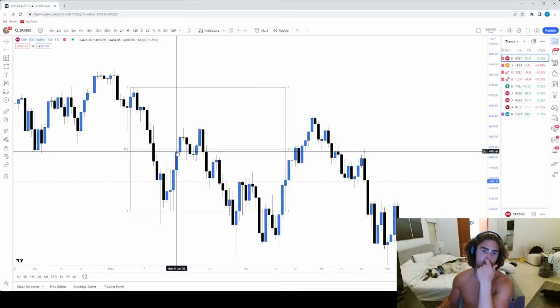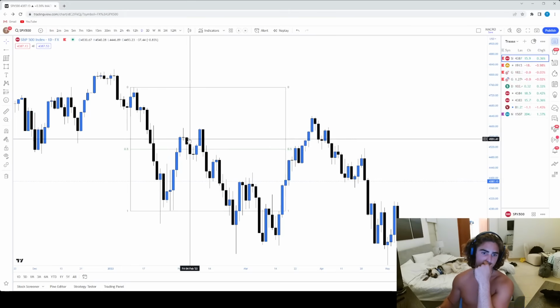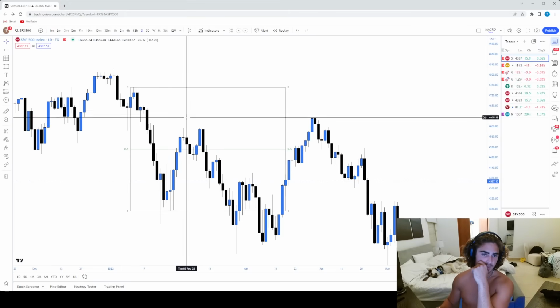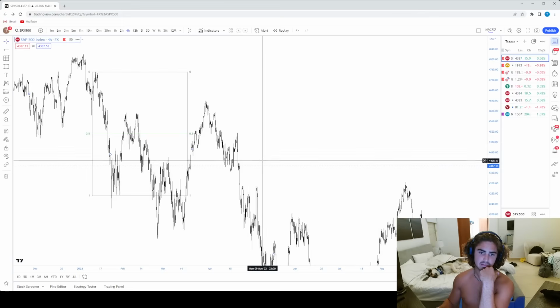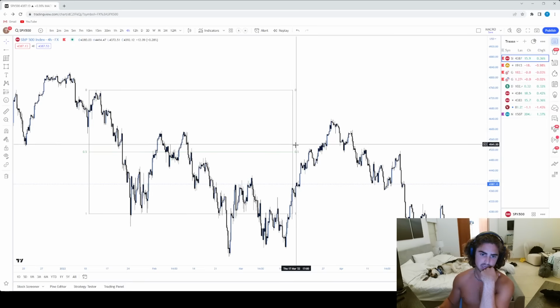Okay. Boom. Price comes into equilibrium. Okay. We see price come into equilibrium. Now, what can we look for on this? I didn't see anything on the daily. We'll have to scale down even lower.